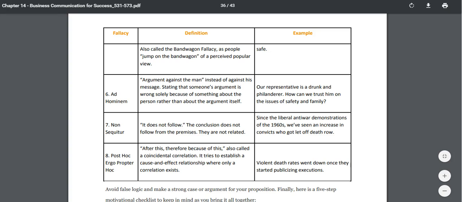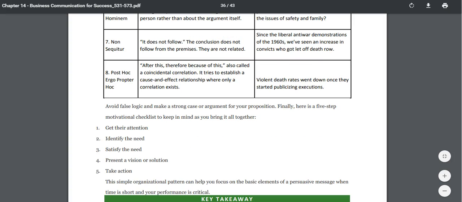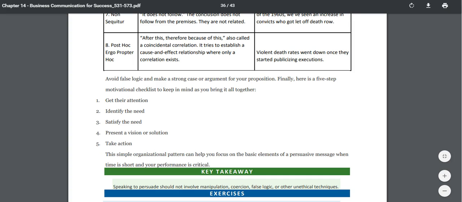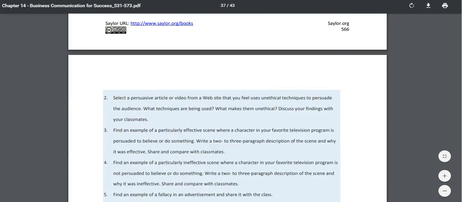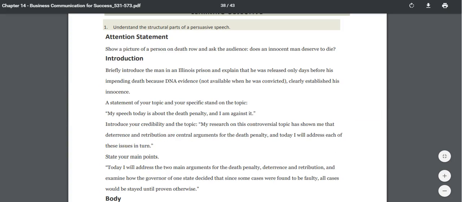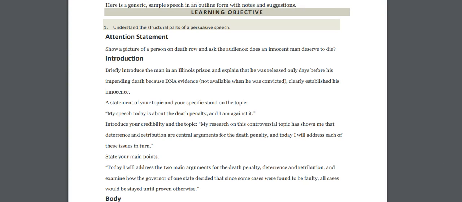And you again see this all the time. And then finally, post hoc ergo propter hoc. And this is because this happened, this happened. Again, just because two events are simultaneous does not mean that they have any relationship to one another. And then your 5-step motivational checklist. But again, take your time, go through chapter 14 that's got a lot of excellent points on how to set up your argument papers.